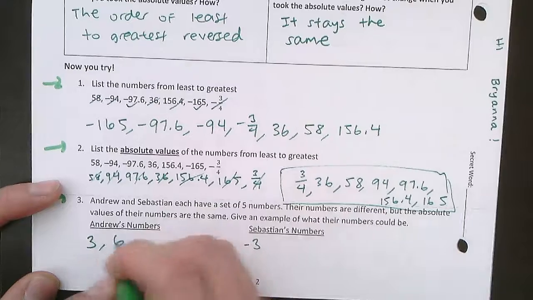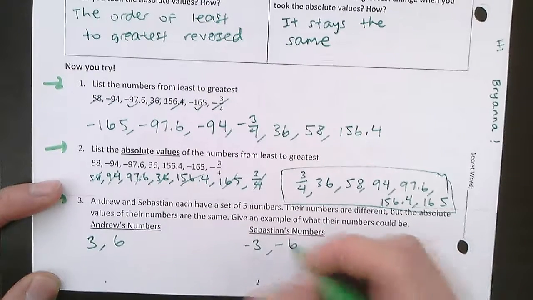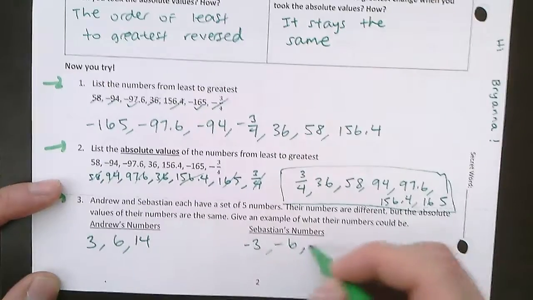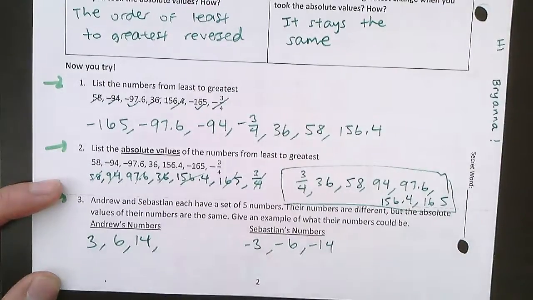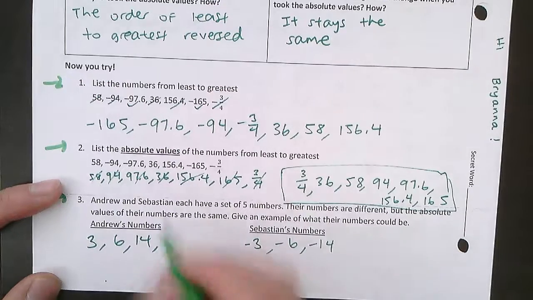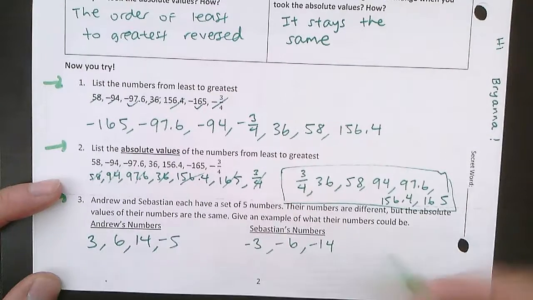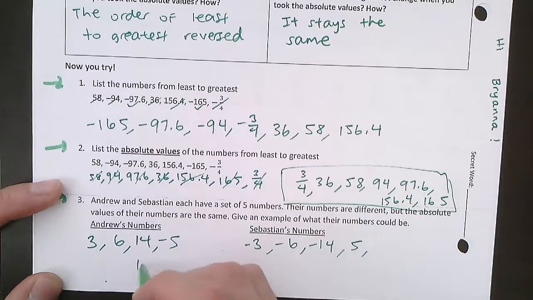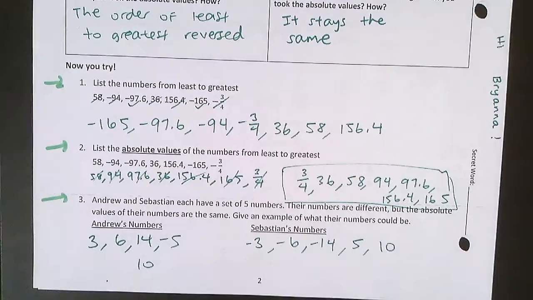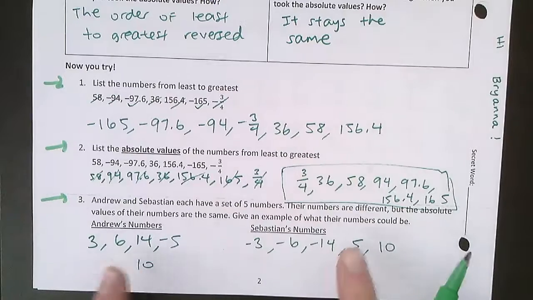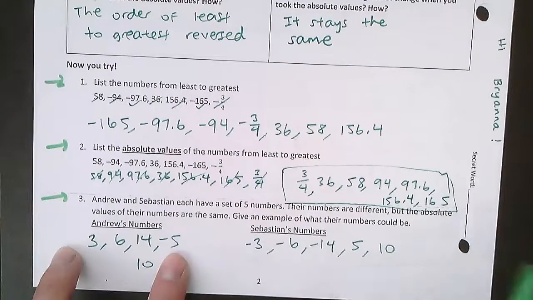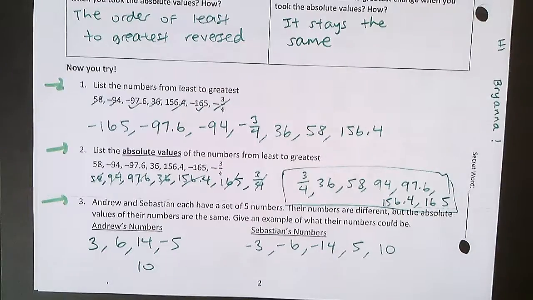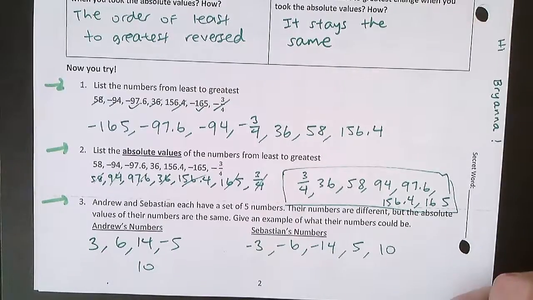Right, Andrew might have 6. Sebastian could have negative 6. Andrew could have 14. Sebastian could have negative 14. And so on and so on. Right, you might have negative 5 on this side, 5 over here, and maybe they also have a 10 and also a 10. So different numbers, but if you took the absolute value of all of these and the absolute value of all of these, then it would be the same. All right, if you got that one on your own, 5 gold stars for you.